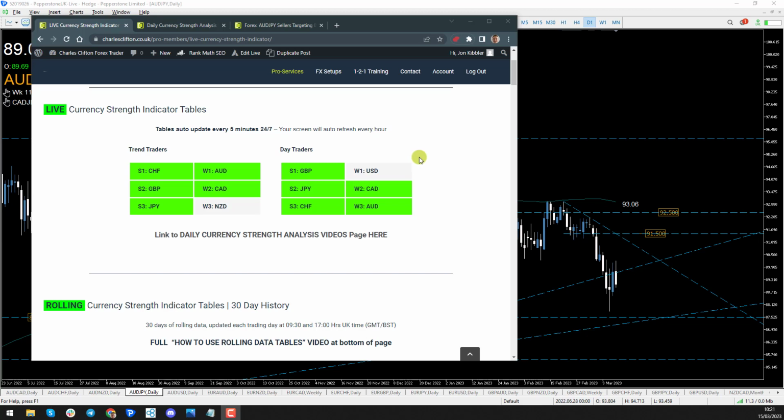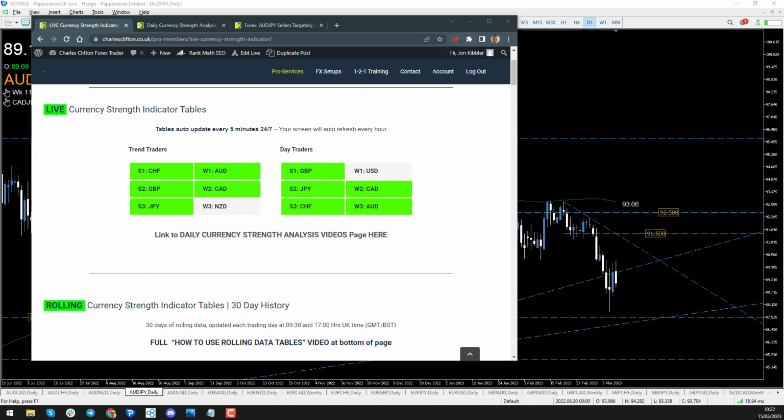We have two types of tables: the trend traders table and the day traders table. These are the same studies but just highlighting different time frames. You can see some of the currencies are highlighted in green. That means there is a confluence between those currencies, and that's where we'll be focusing some attention in these videos. The tables auto update every 5 minutes 24/7, meaning that you can see how the markets stand right now in real time. Now, I have waited around a little bit this morning to see the tables update.